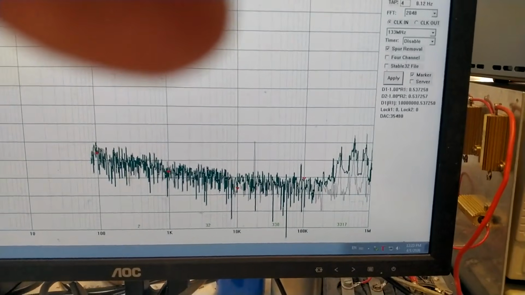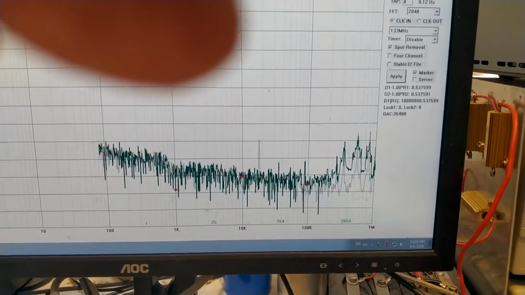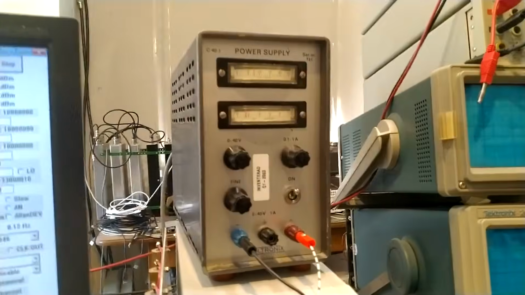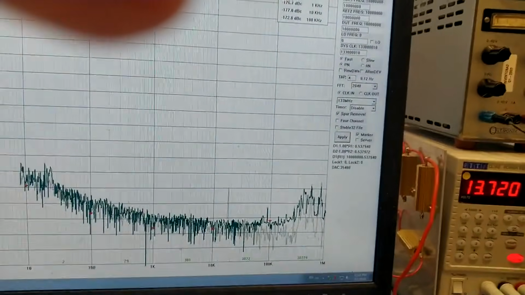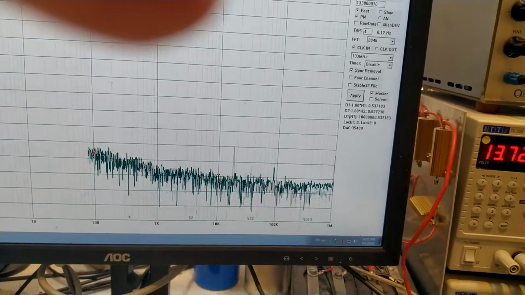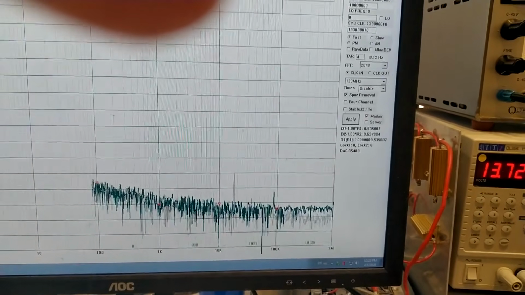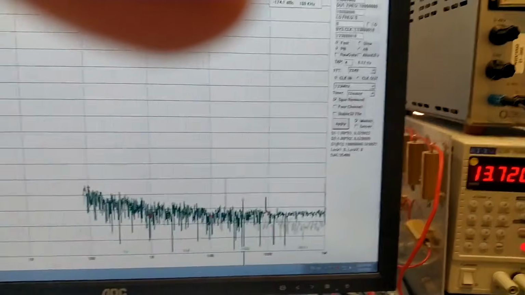The structure here is an oscillation in the electronics of the oven. When I restart, it looks like this. It comes immediately. And now I switch off the supply voltage for the thermostat and restart again. And the problem is no longer there. So something is oscillating, I have to fix that.